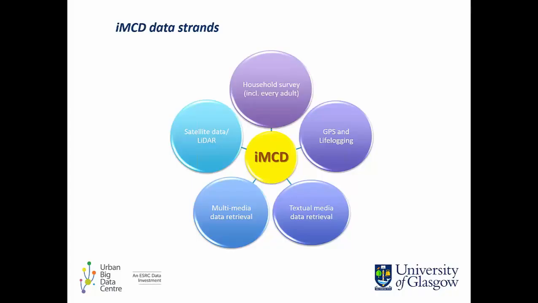As I say, it's a random representative household survey. It includes all the adults in the household. And it's unique in that it's got a unique combination of modules. But really, the uniqueness of the project is more in the combination of these five data strands. As part of this project, we've collected data from a sample of the household survey, which included carrying GPS sensors and life logging sensors. I won't go into that too much today because she was going to talk about that in more detail. Just to say, life loggers are wearable cameras, really, although they collect wider information than that.